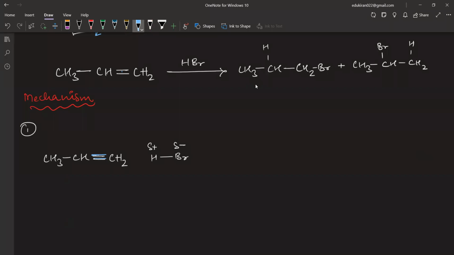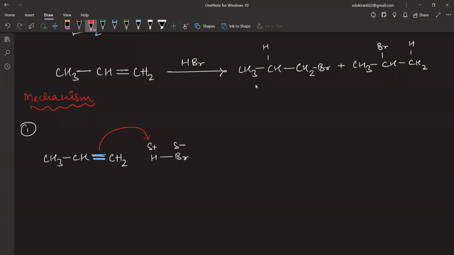Now, this pi bond is what? It is electron rich. It is an electron source. There is a high concentration of electrons in the pi bond because there are 4 electrons. Here you have an electron-rich source and there is hydrogen which is electron poor. So there will be a transfer of electrons like this.